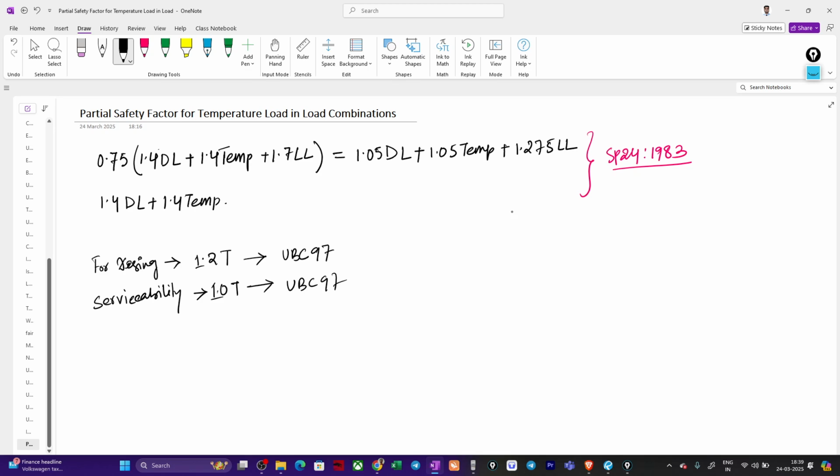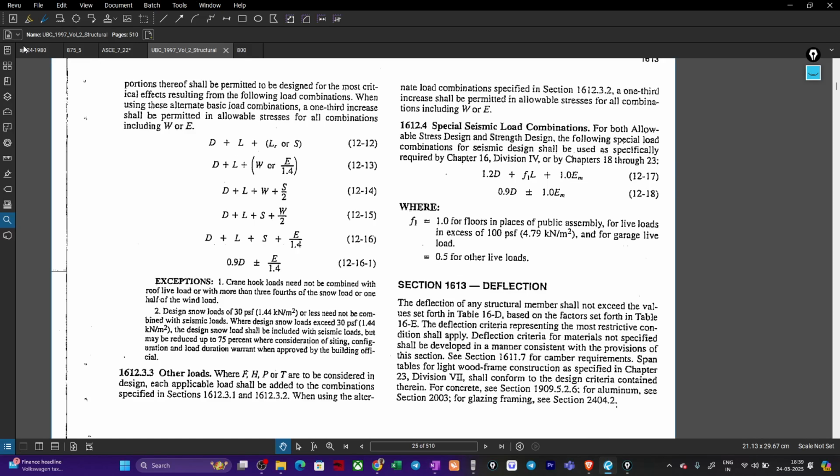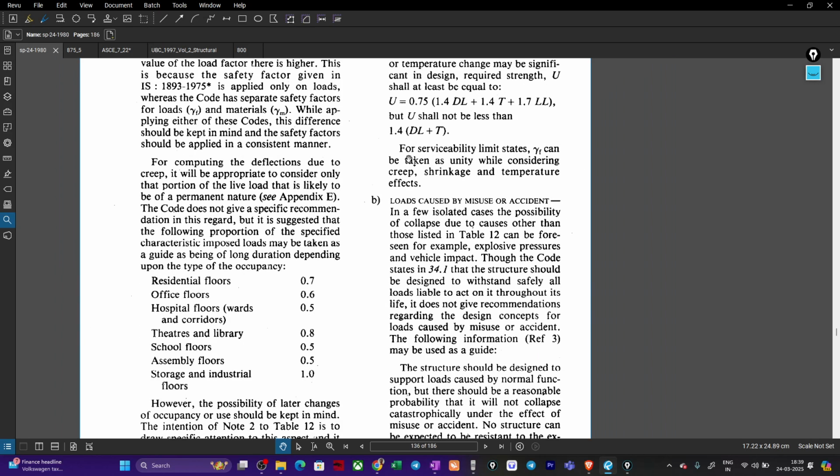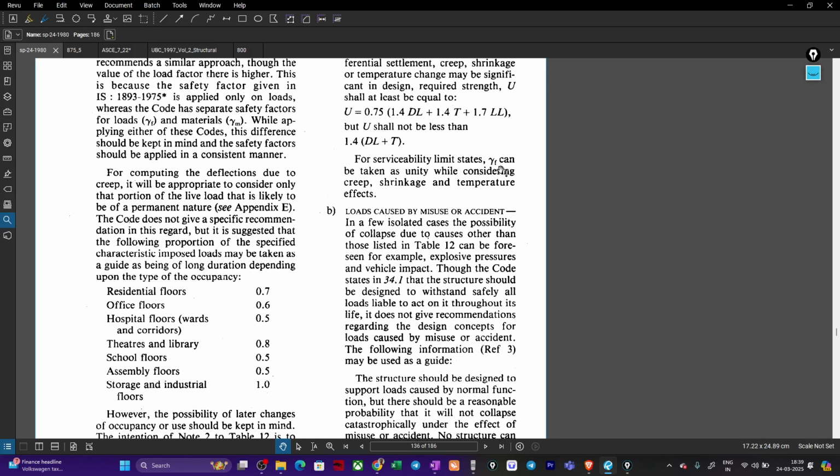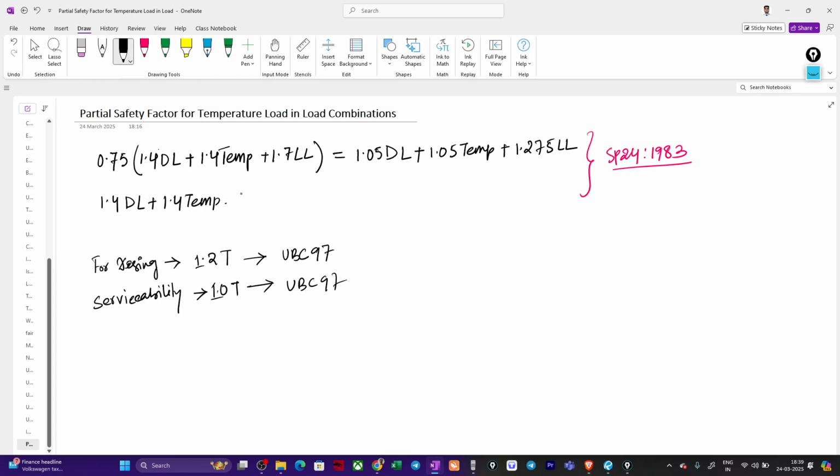I think I just missed the serviceability part in SP24. Let me go back to SP24. In SP24, if you see, there is a line for serviceability limit states, the partial safety factor can be taken as unity, that means 1, while considering creep, shrinkage and temperature effects. So that means when this is for design, right? These are for, I should write it, strength design.